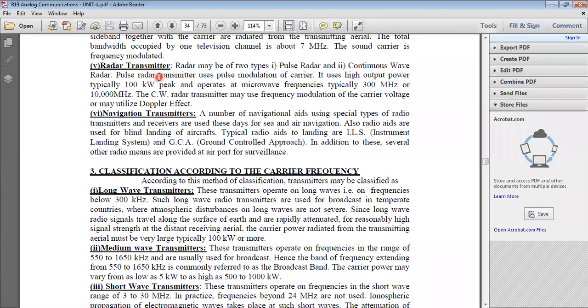So it is mainly used for moving targets. For military applications also, these radar transmitters are used.